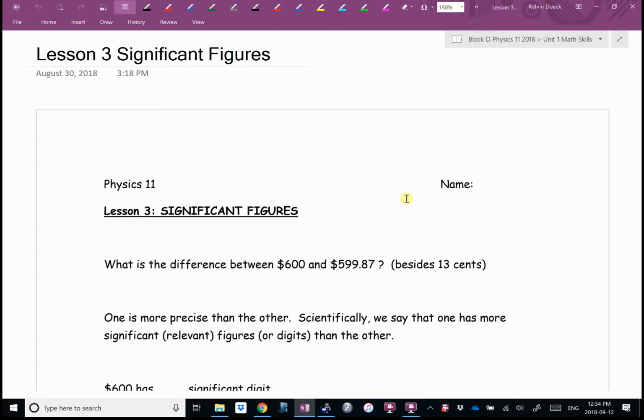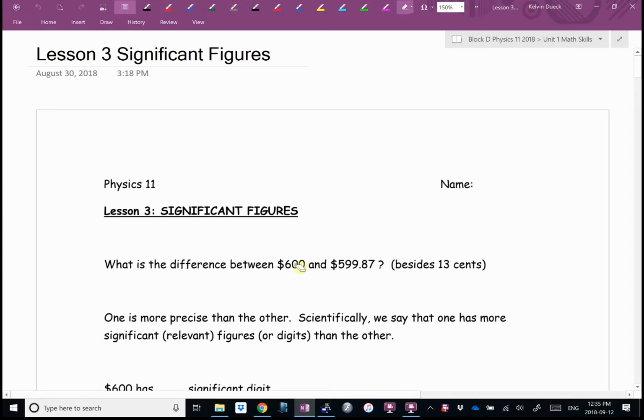Significant figures, also called significant digits. Actually, it's called sig figs for short, or if you're British, sig digs for short. What's the difference between $600 and $599.87 besides the obvious 13 cents? One value is more precise than the other.